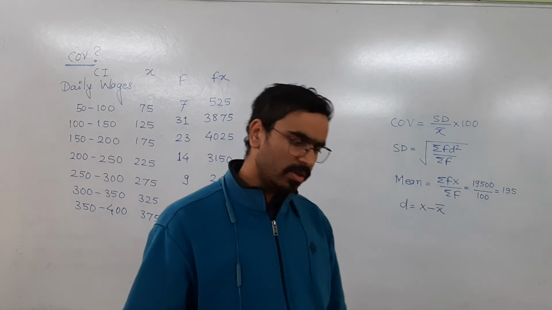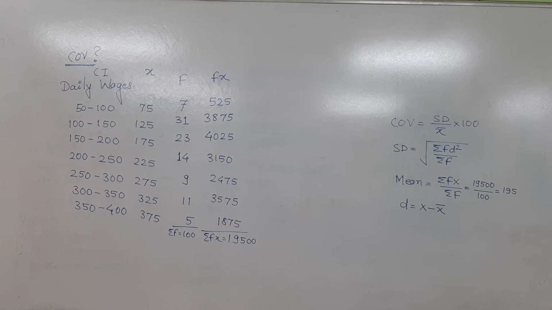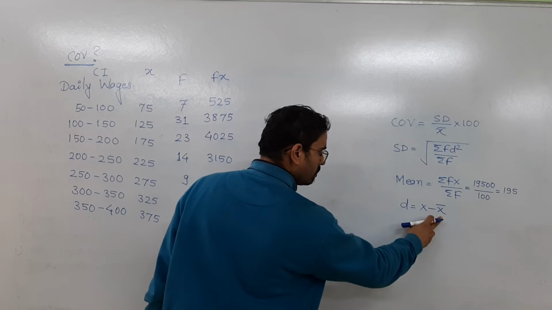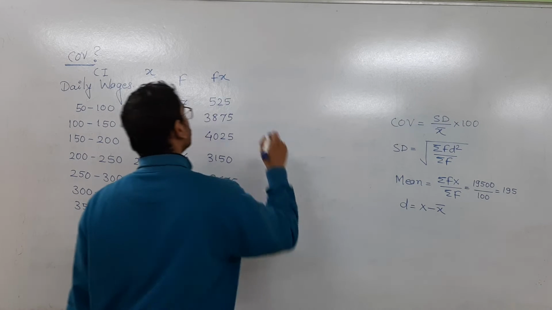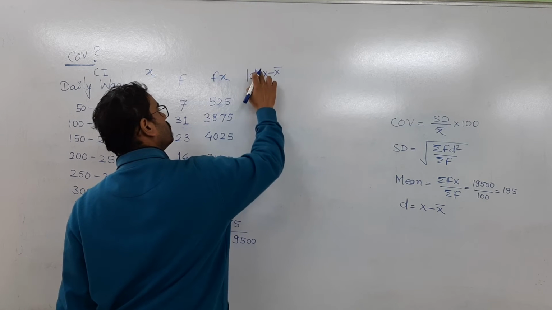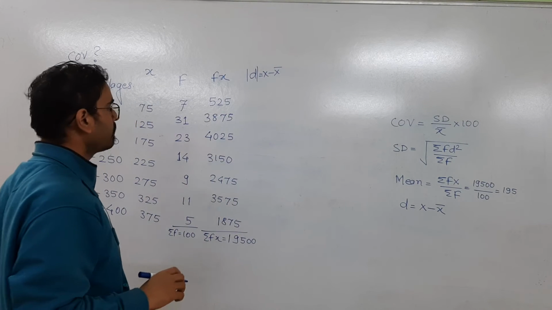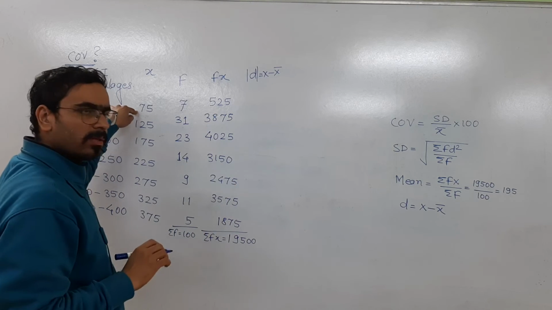Just check whether it is right or wrong. 195 is the answer. Okay, as we got the mean, now we have to calculate the d value, because the d value is totally dependent on what? Mean value. So here we will draw x minus x bar, and that should always be positive. So it is the difference between the x value and the x bar value.